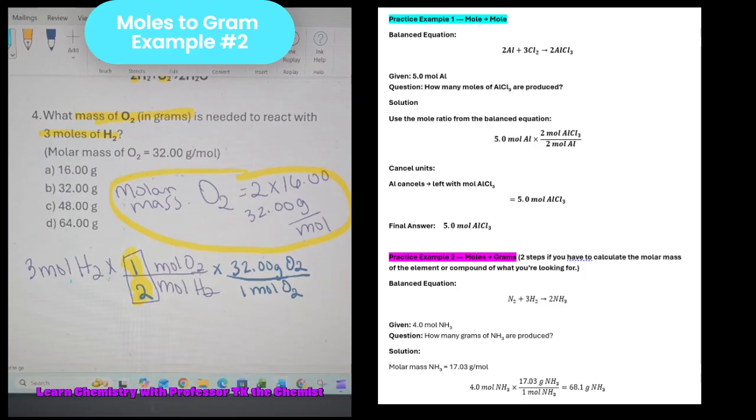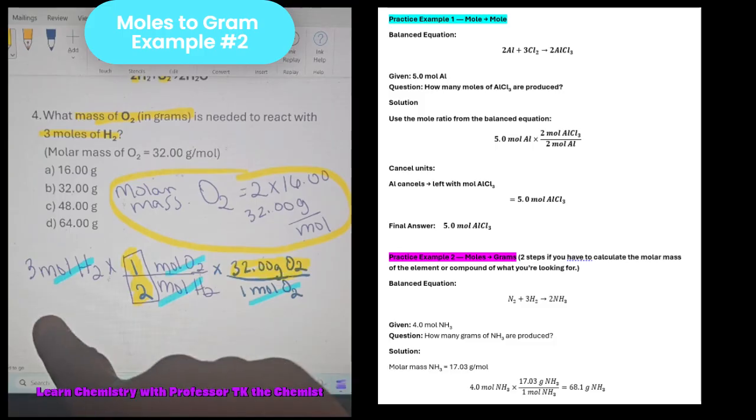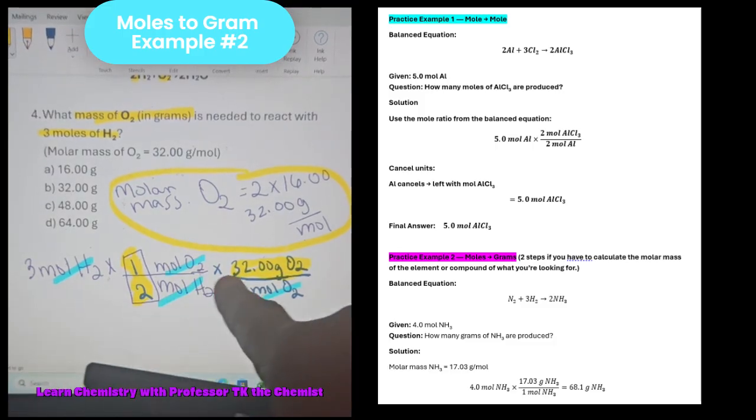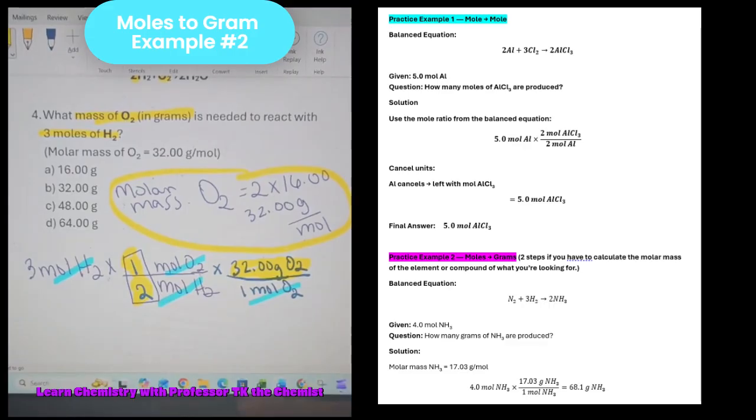Now, moles of hydrogen goes away. Moles of oxygen goes away. What's left over is what you were looking for, which are my grams. So multiply 3 times 32.00 and then divide it by 2.